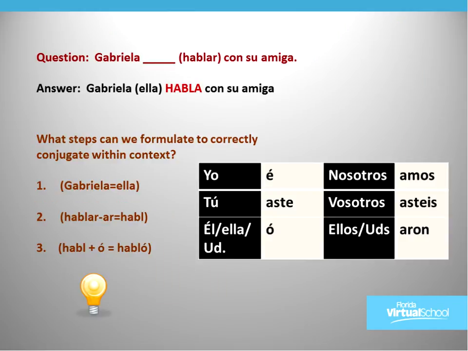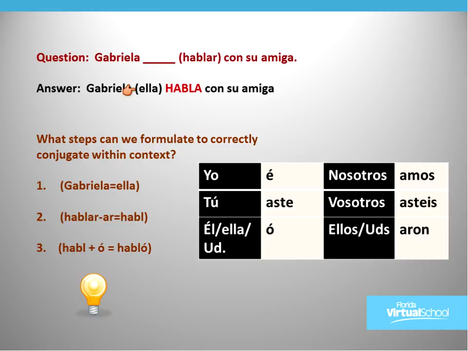Okay, so then also let's work on this a little bit. This question is Gabriela, and then we have the verb hablar con su amiga. So the question is, and especially what you'll want to know for your 3.04 prueba dos, how do we conjugate hablar in the preterite if Gabriela is the subject? Gabriela is an ella. That means she.